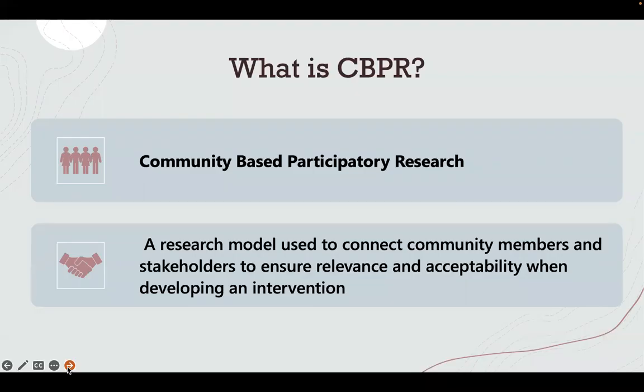To start, I'll do a brief introduction of community-based participatory research as a whole. Now, what exactly is CBPR? Community-based participatory research can be defined as a research model that is used to connect community members along with key stakeholders and ensure that both relevance and acceptability are maintained in the process of developing a community intervention.